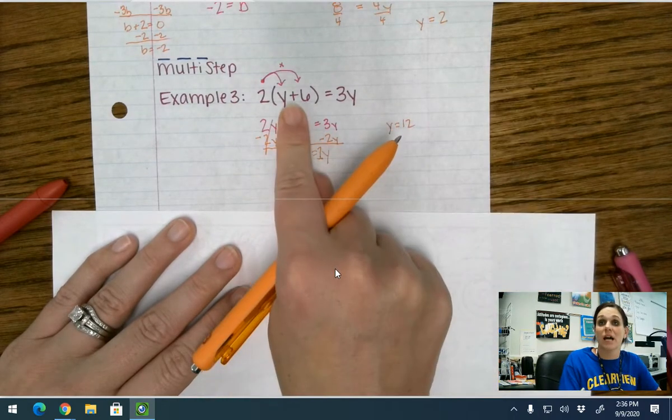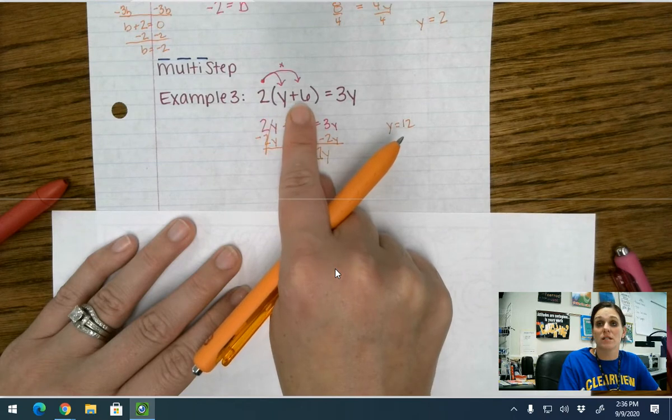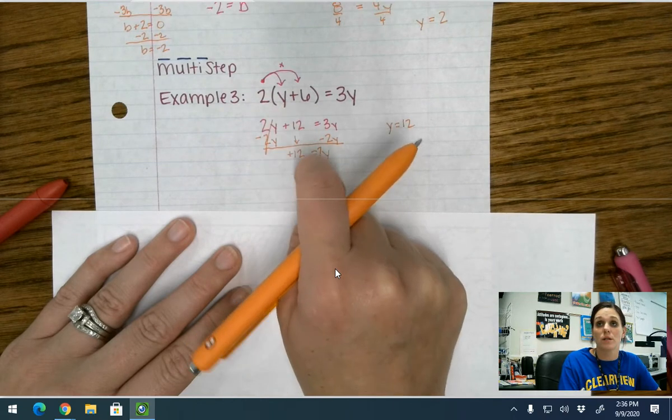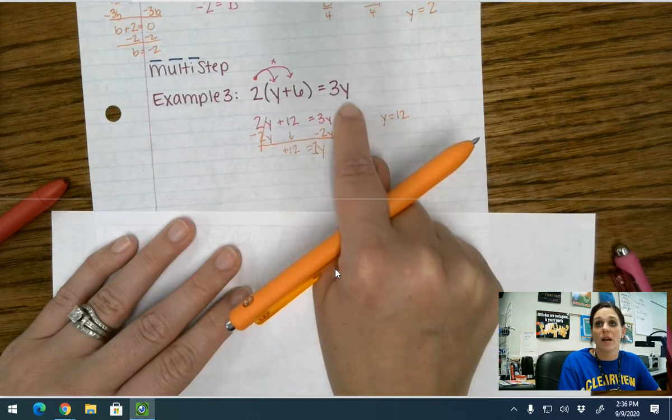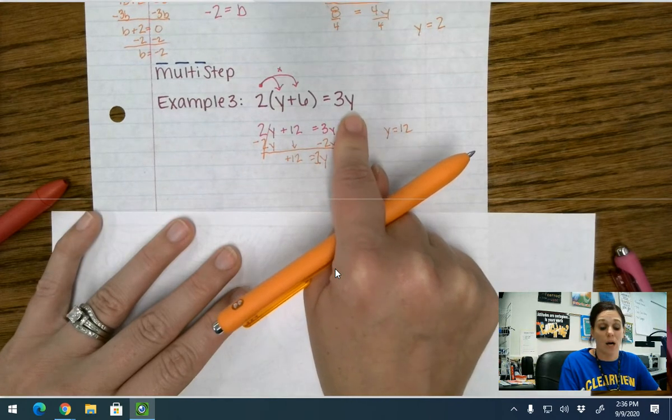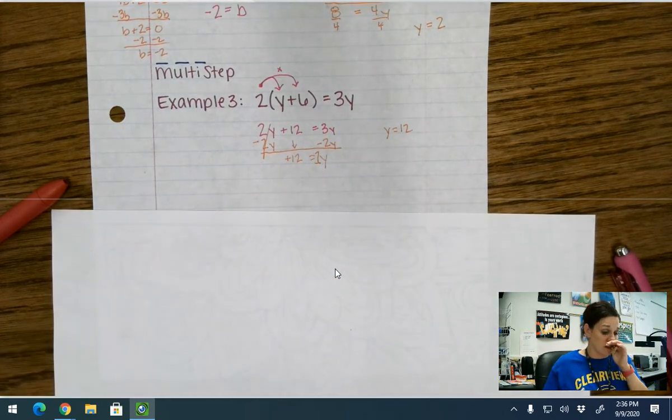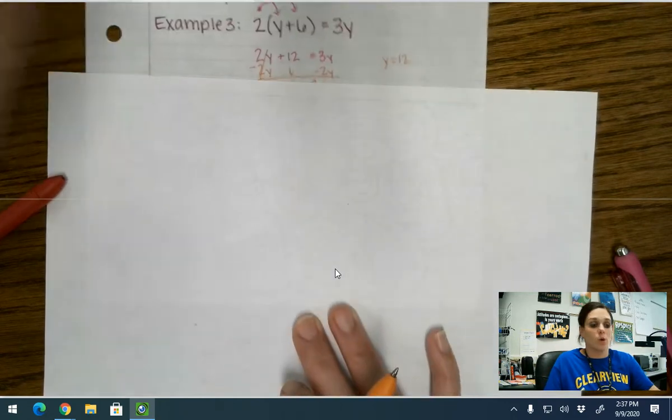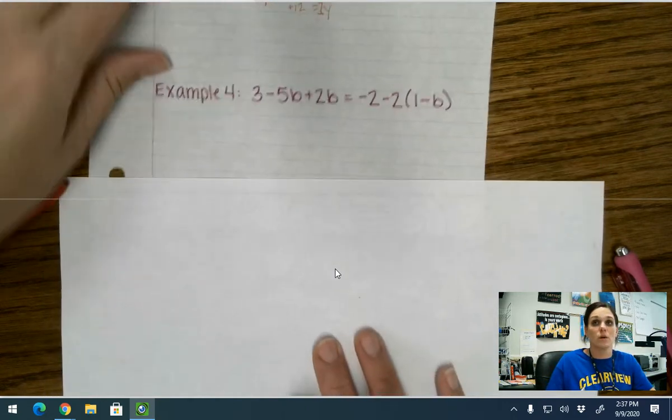And then obviously I can plug this in. 12 plus 6 is 18. 18 times 2 is 36. And then I can plug in 12 times 3 is 36. 36 equals 36. All right, let's try one more together, and then you'll be released to do a couple problems yourself.